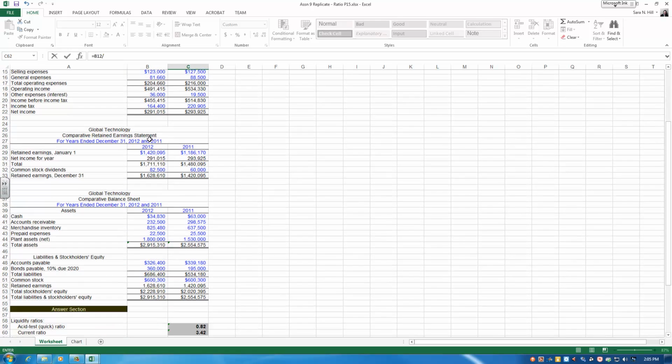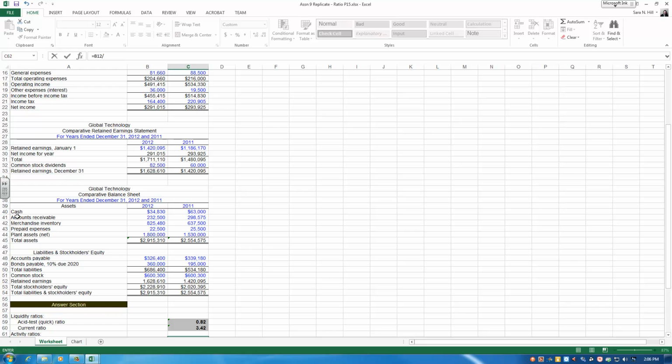So we're going to go down to row 41. And when we do an average, we take the current year and the prior year, add them together, and divide by 2. So we're going to put our parentheses in here to keep this all together. So we'll take cell B41, 2012, plus C41 for 2011.